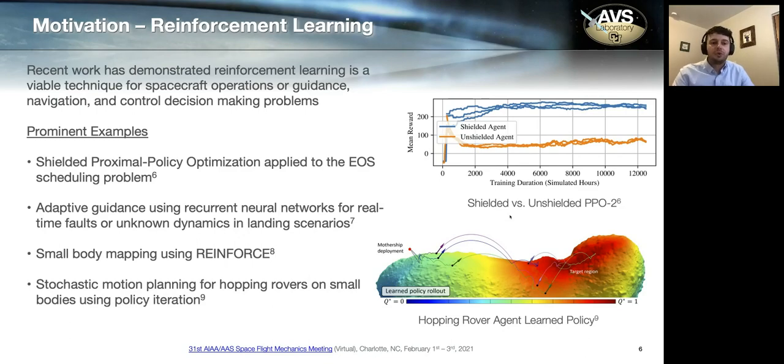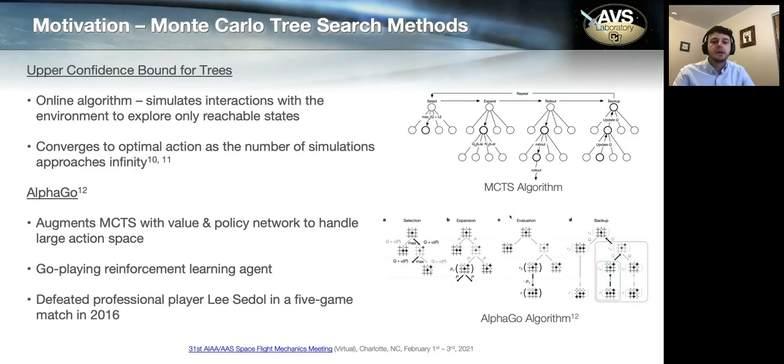Some good examples include shielded proximal policy optimization applied to the EOS scheduling problem. That was done here in the AVS laboratory. Also adaptive guidance for landing scenarios using recurrent neural networks. JPL has applied the REINFORCE algorithm to small body mapping. And there's been some work at Stanford looking at stochastic motion planning for hopping rovers on small bodies. So lots of work in this area, and these algorithms have been shown to be very useful for spacecraft planning problems.